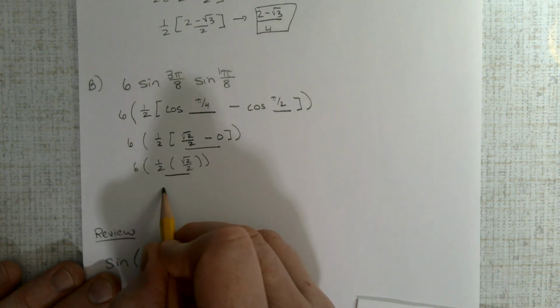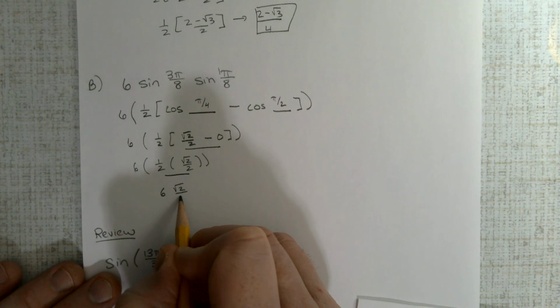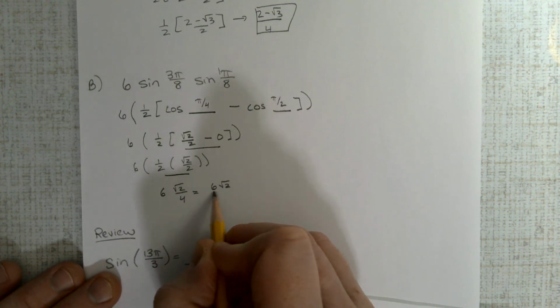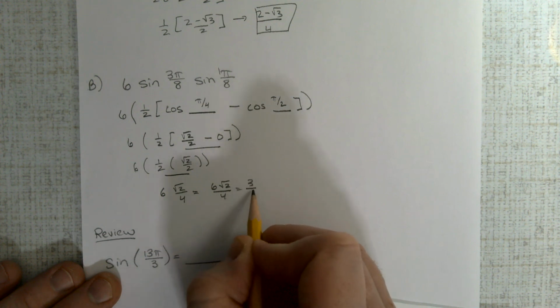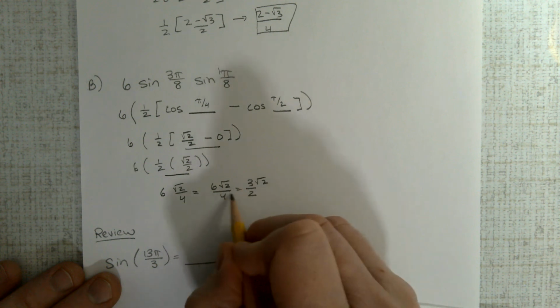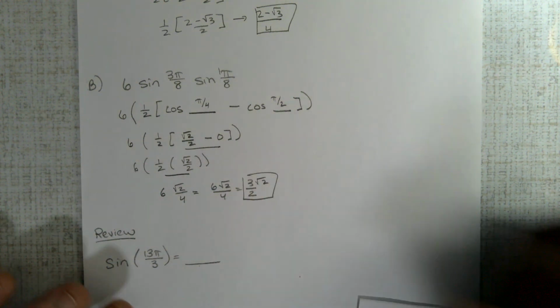If I do these first, I have that 6. That's root 2 over 4. And that's 6 root 2 over 4, which is 3 over root 2. Whoops, forgot about the root 2 right there. That's going to be my answer. Let's go ahead and double check that real quick.